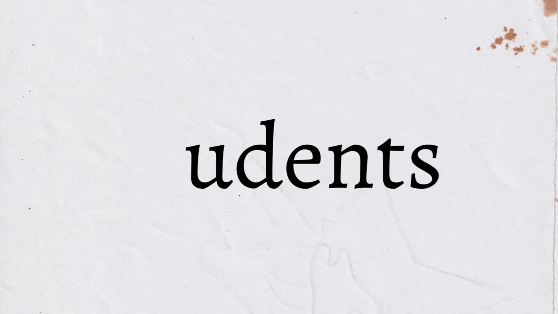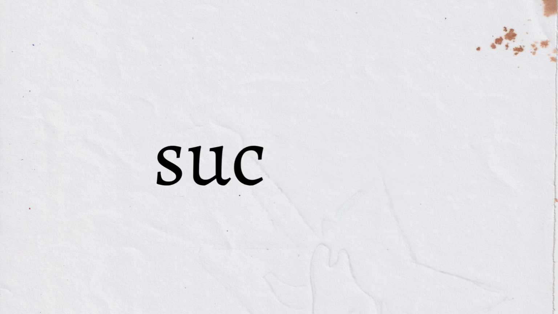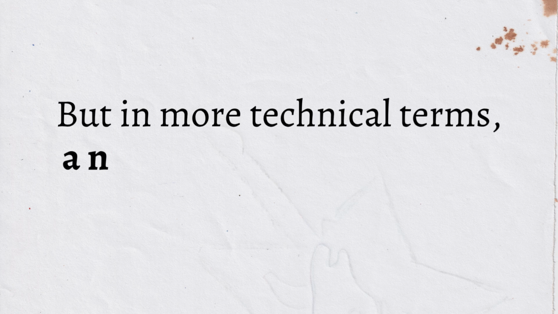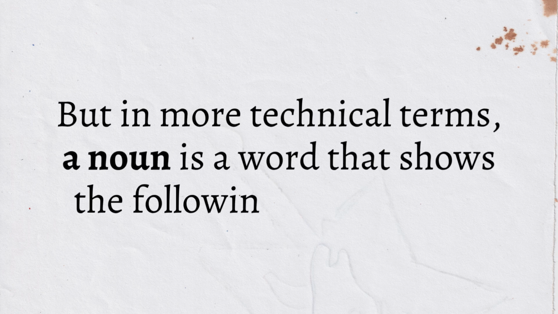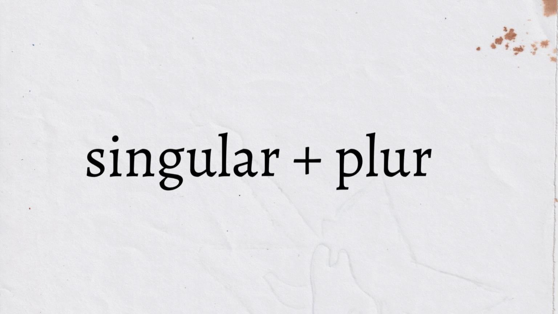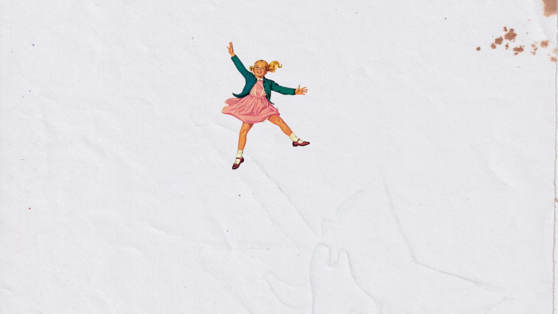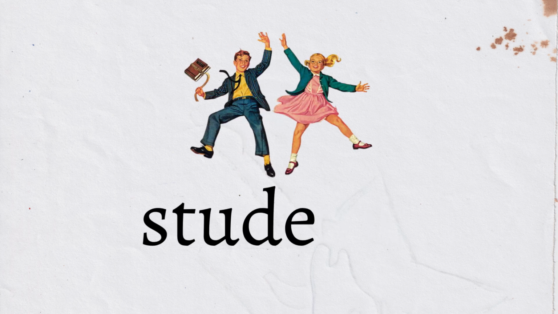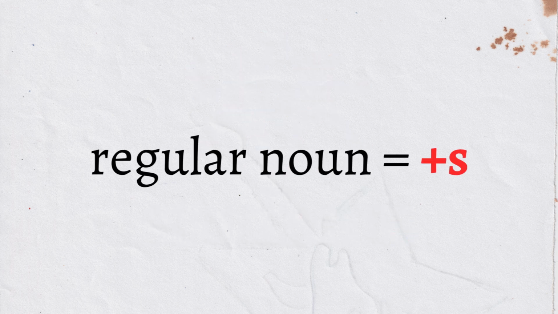This is a simple notional definition. For example, students, library, learning, success. But in more technical terms, a noun is a word that shows the following properties. Nouns can typically appear in both singular and plural forms. Compare student with students. That's a regular noun because we add s to form the plural.